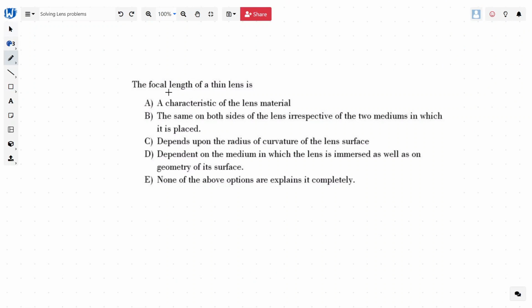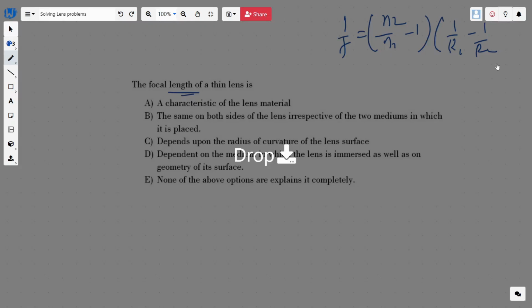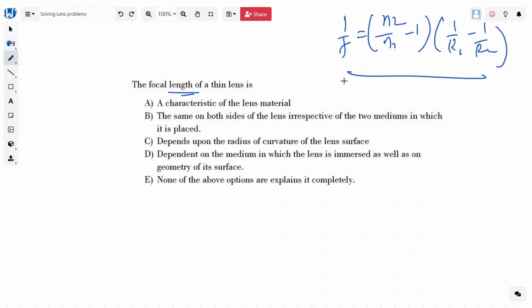The focal length of a thin lens is a characteristic of the lens material. True or not true? So the focal length is (n2 by n1 minus 1) into (1 by R1 minus 1 by R2). See, I'm writing the lens maker formula so many times, right? And you will be able to see it depends upon the characteristic of the medium, which is n1. The same on both sides of the lens irrespective of the medium in which it is placed. It is not that case. The medium you are placed in is going to matter. So this is untrue.